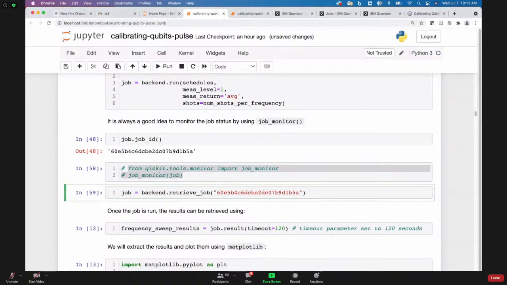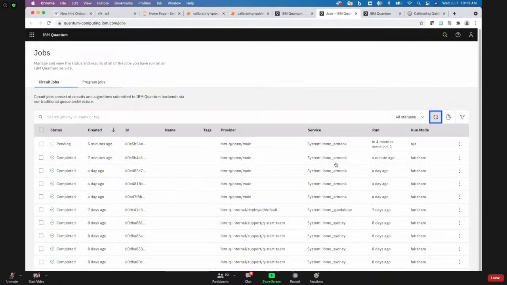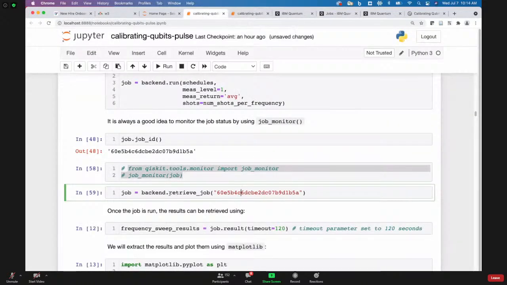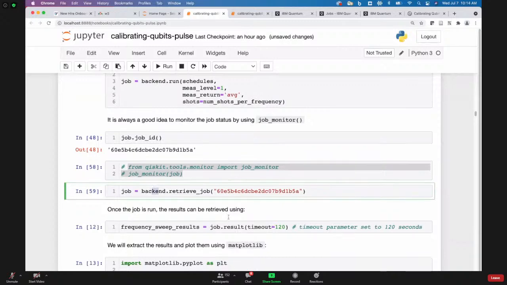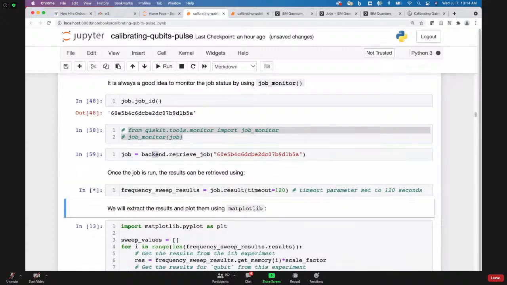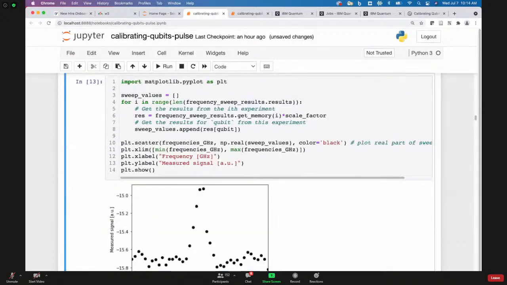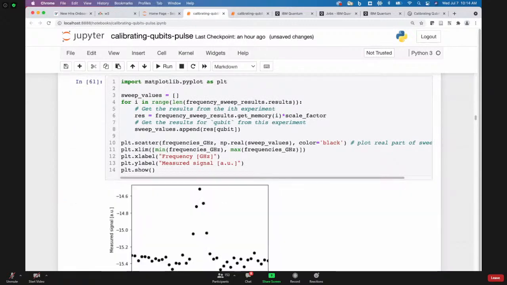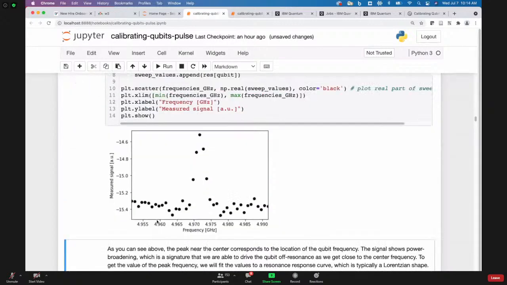Okay, so this first job, I've just gone and looked. It finished executing just a moment ago, and we're still waiting in the queue for the Rabi oscillation. But I retrieved my job, backend.retrieve_job. Now I want to see what the frequency sweep results are. If I run this, then lo and behold, here are the results that you see.